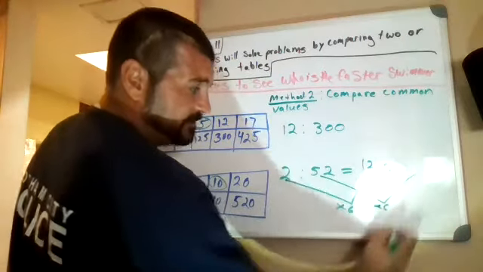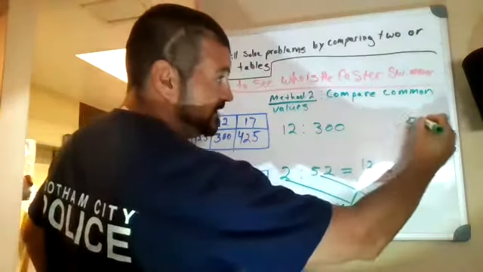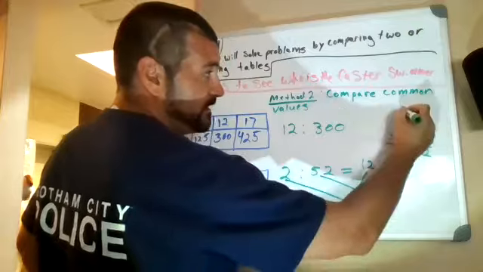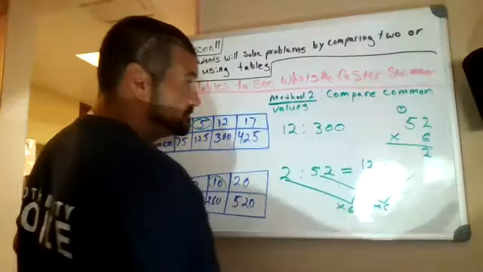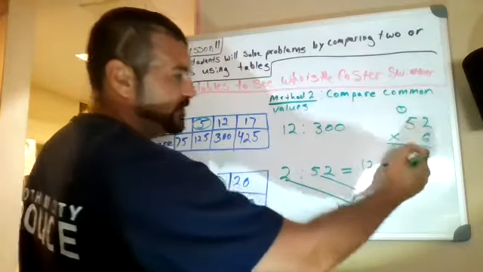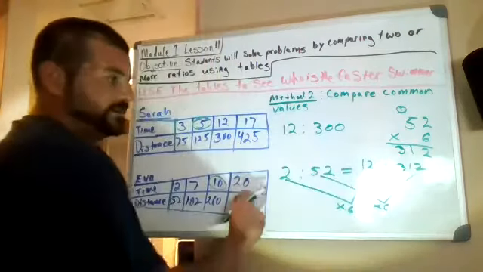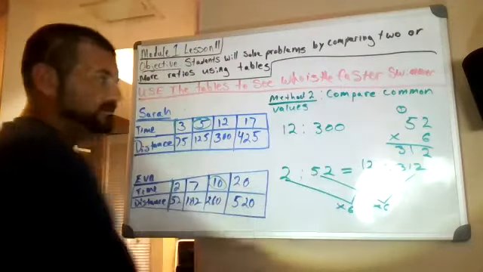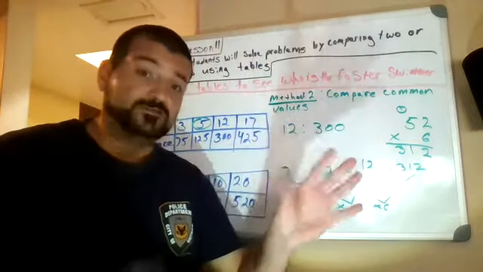Multiply this by 6. Mister, that's too difficult. Okay, I'm going to do the standard algorithm way, old school method. 52 times 6. 6 times 2 is 12. Carry the 1, or carry the 10, because 6 groups of 2 is 12. 6 times 5 is 30. You add 1 more. It's 312. So in 12 minutes, Ava did 312 meters. In 12 minutes, Sarah did 300 meters. There it is. Now we've done method 2. We've found common values and compared them.